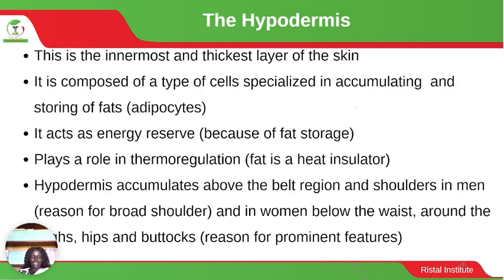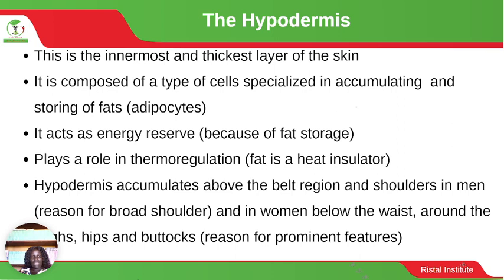Let's look at the hypodermis. The hypodermis is the innermost and thickest layer of the skin. It is composed of a type of cells specialized in accumulating and storing fats, known as adipocytes. It acts as an energy reserve because of fat storage, and plays a role in thermoregulation. Fat is a heat insulator.